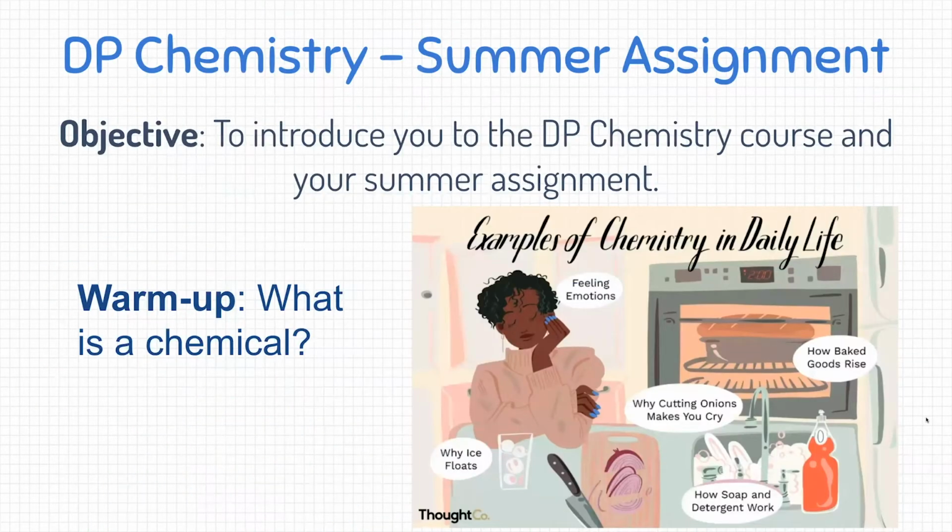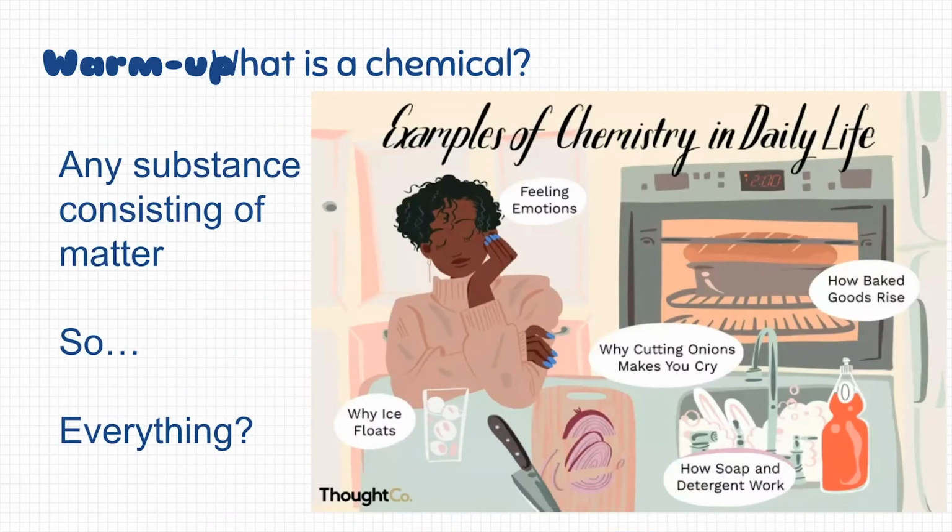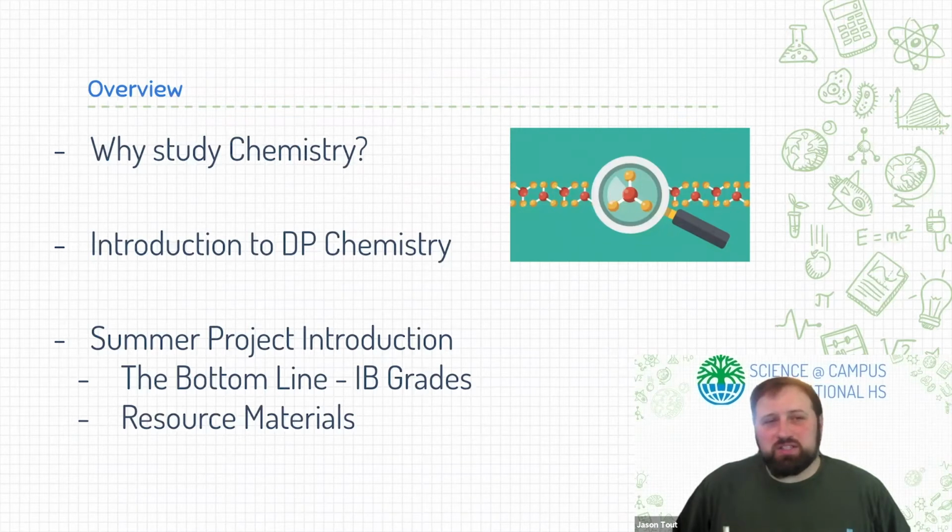I want to start off with just recognizing what is the purpose of this video. The goal, again, is to introduce you to the DP Chemistry course and your summer assignment. And I start off with the question, what is a chemical? A chemical, at the end of the day, is any substance consisting of matter. At the end of the day, that's kind of a cop-out though, right? Because that's really anything and everything. So I want us to talk about why we should study chemistry and maybe get a little bit less vague than it's everything and it's everywhere.